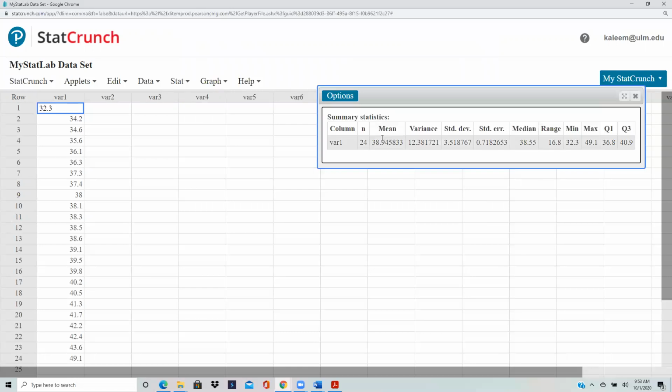So you have the mean, you have the standard deviation. 38.95 and 3.52.